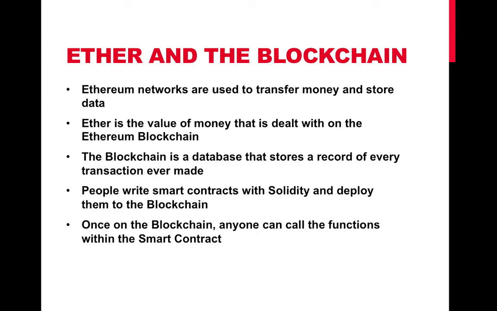As a basic overview, the Ethereum network is essentially a network of computers that are hosting smart contracts on the Ethereum blockchain. These smart contracts are used to transfer money in the format of Ether. You can think of the blockchain as a database that stores a record of every transaction ever made. I will go over what smart contracts are in a few seconds, but essentially, people write them with code and then they deploy them onto the blockchain. These smart contracts contain functions which are then callable once they are actually deployed onto the blockchain.